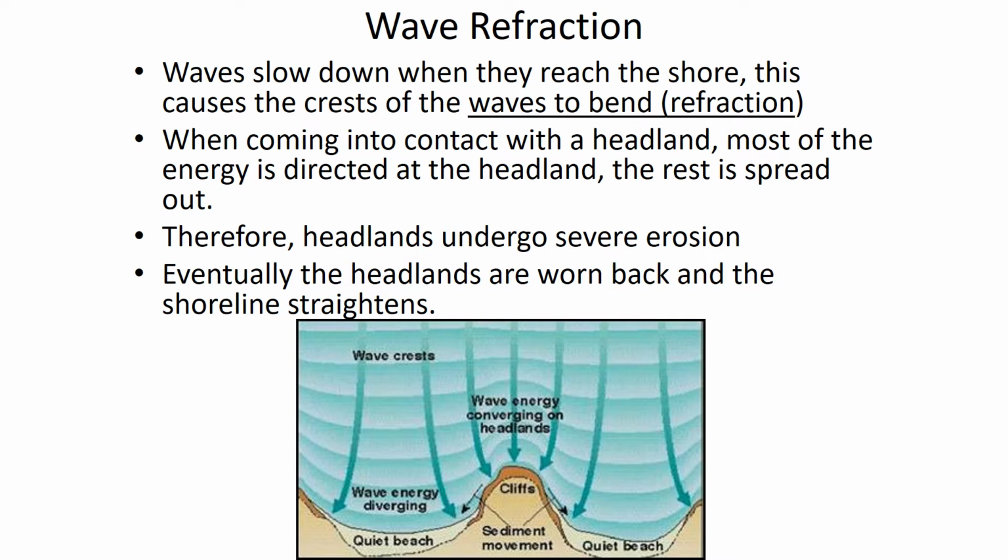So let's talk about wave refraction. As waves slow down as they reach the shore, it causes the crests of the waves to bend, and this is called refraction. When it comes into contact with a headland, most of the energy is directed at the headland, and the headland is that area that sort of sticks out, and that's where all the energy is pushed. The rest of the energy is spread out, all right? As a result, headlands undergo significant erosion and then are eventually worn back and the shoreline straightens. So straight shorelines are older than shorelines that have cliffs and headlands.